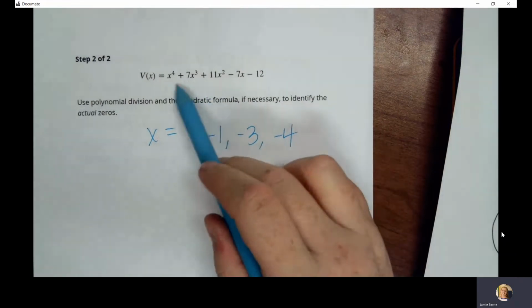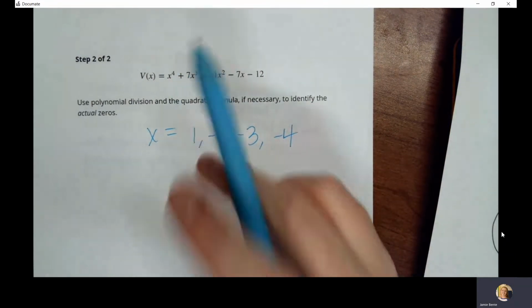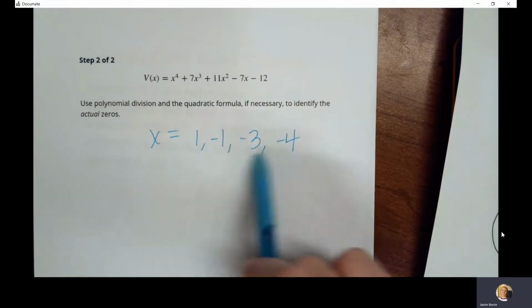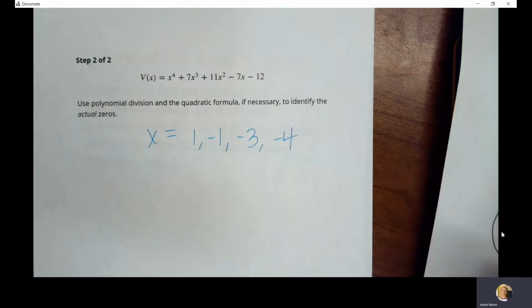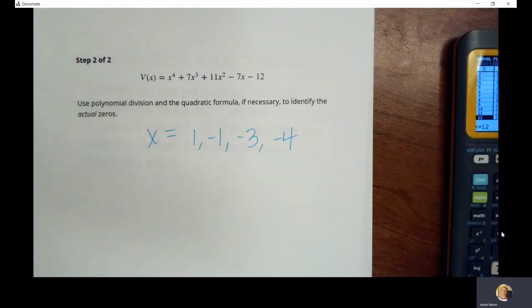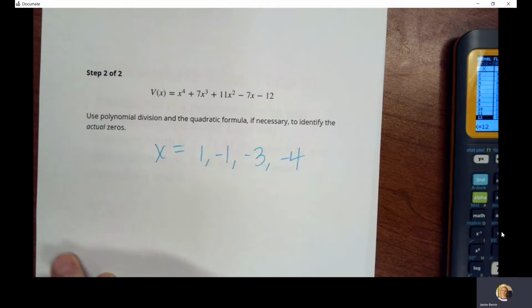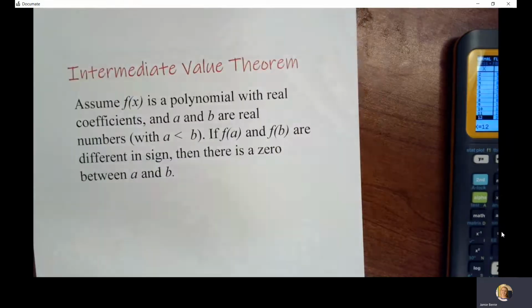All right, so if you look, the degree is 4. That tells you how many solutions you should have, how many zeros you should have. So we were able to get all 4 with the rational zero theorem. Okay, let's look at the intermediate value theorem and then we'll wrap this up.